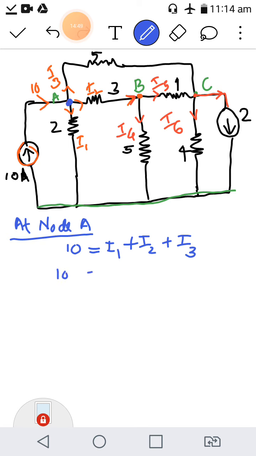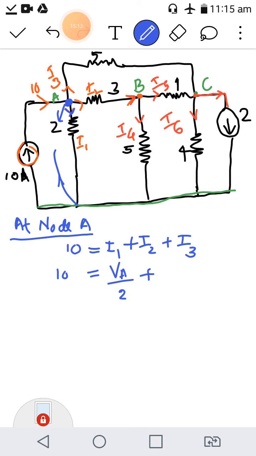So 10 equal to, what is I1? I1 is the current flowing through this 2 ohm. What is that value? Potential across the 2 ohms. What is that? VA divided by 2 ohms. Then you will get I1.